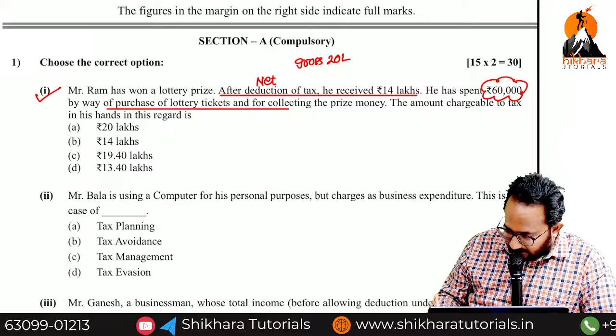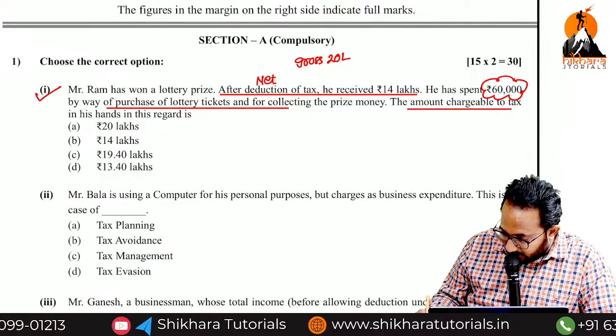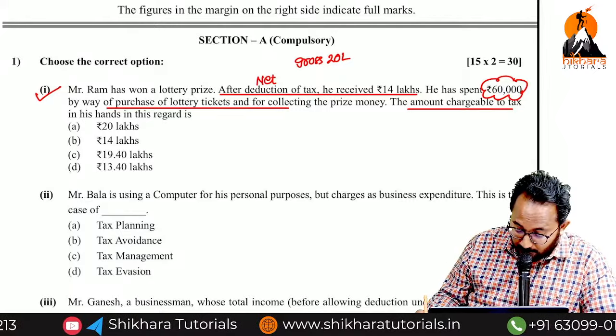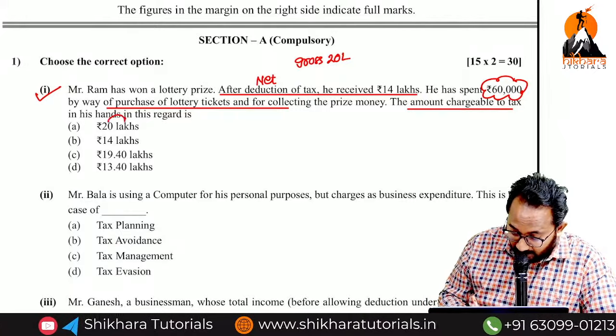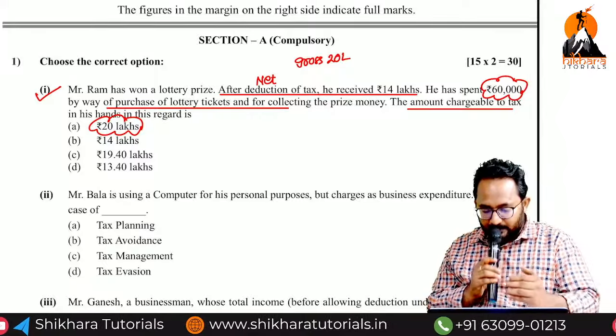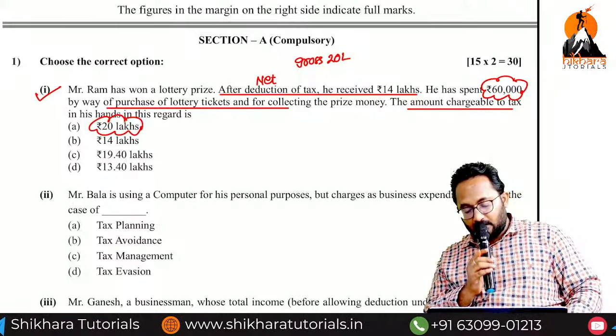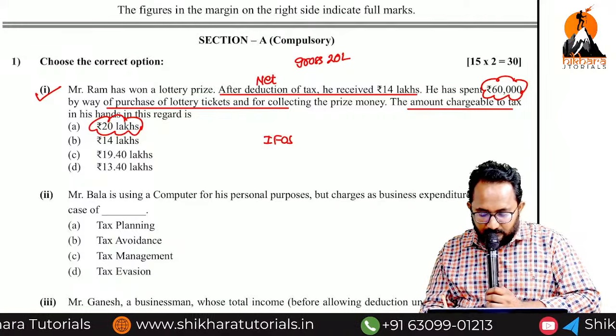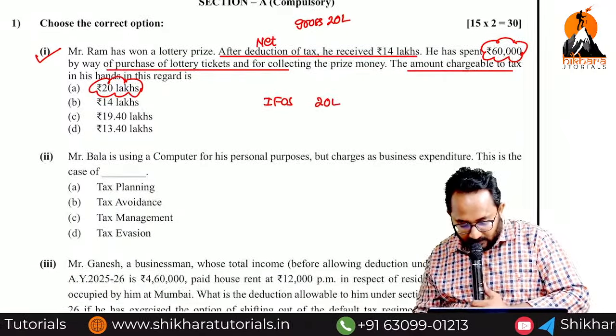Now what is the amount chargeable to tax in his hands? Yes, you have to show the grossing up. In your hands, what is the amount you have to show? Grossing up. That's why the answer is 20 lakh, not 14 lakh. Many students can tick 14 lakh, and that is wrong. Why? Under income from other sources, what is taxable? Gross amount, 20 lakh.